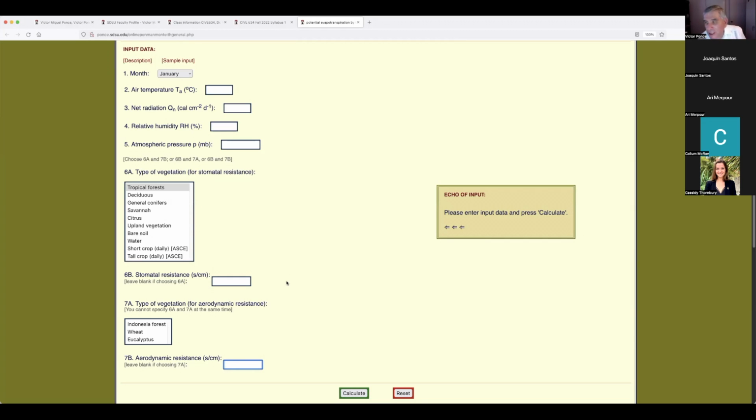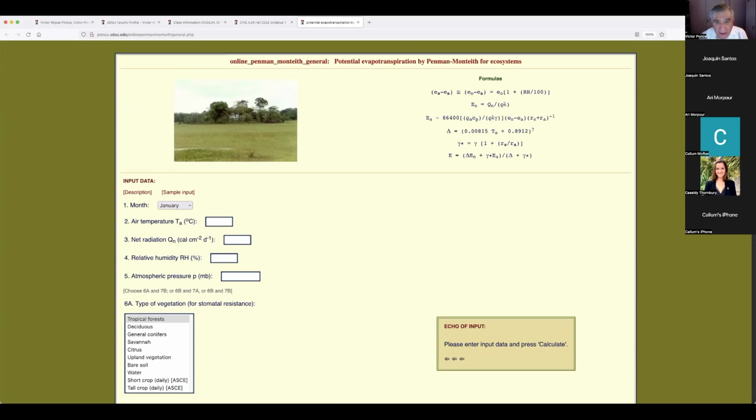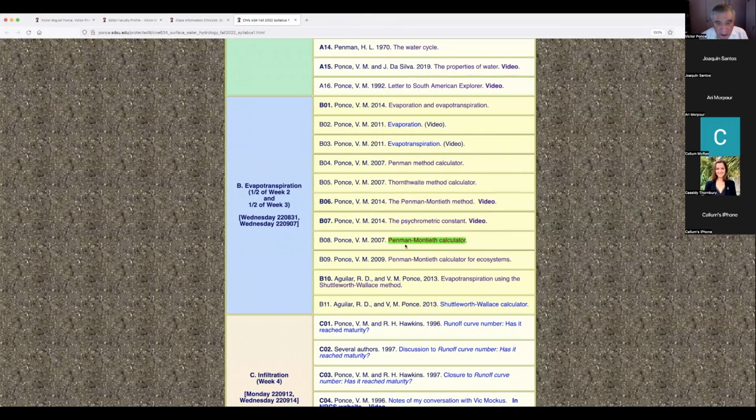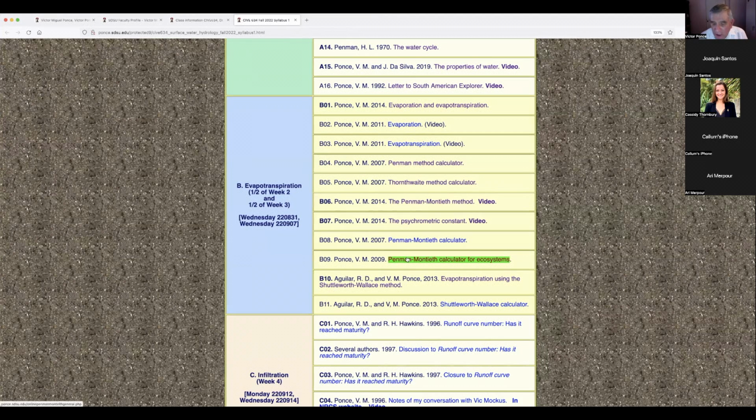This is an accommodation that I did for this lady to help her out, because obviously, as you realize very well by now, this is such a complex calculation that if you don't use a calculator that has already been built, you're going to spend a lot of time doing this. So I was able to help her out with her research, as I have, by the way, done for a lot of people. They asked me to do their calculators or to change them to accommodate their research. So that is the Penman-Monteith calculator for ecosystems.